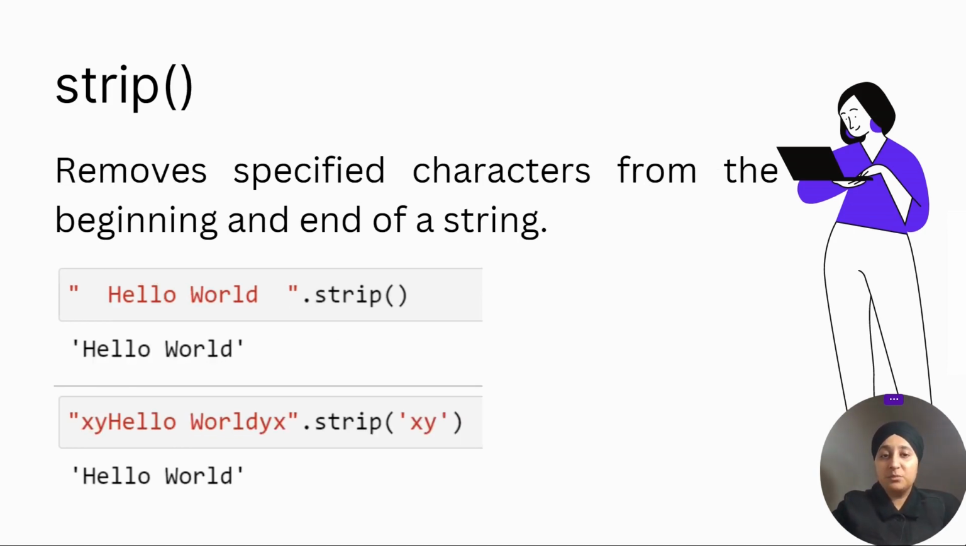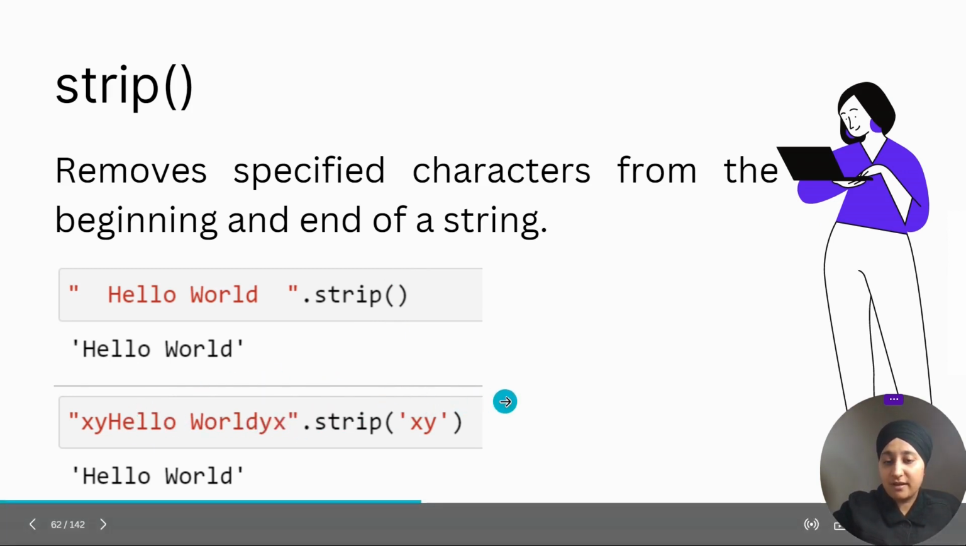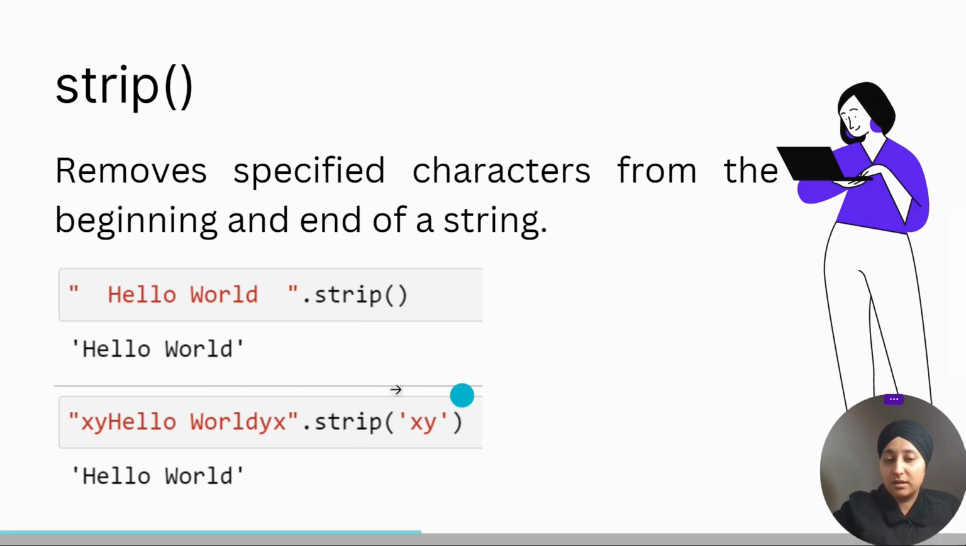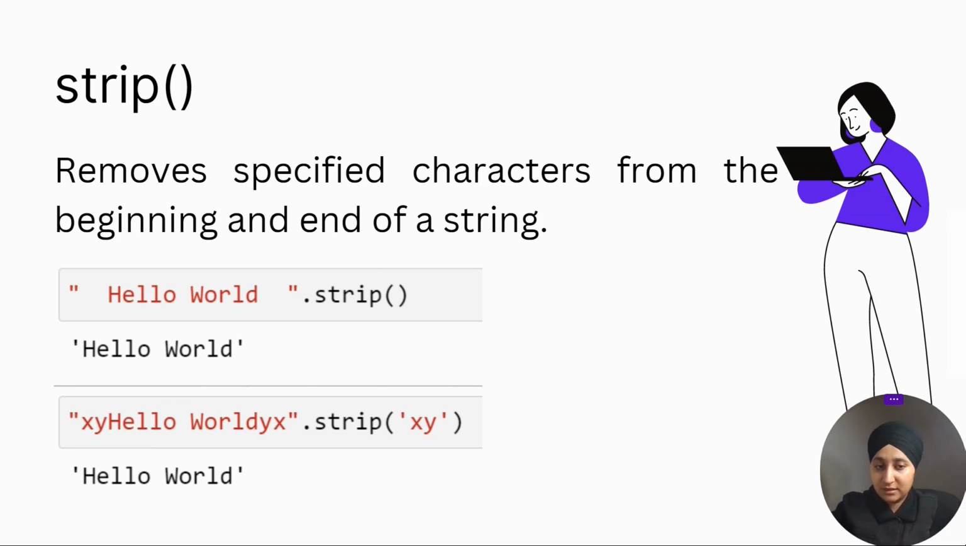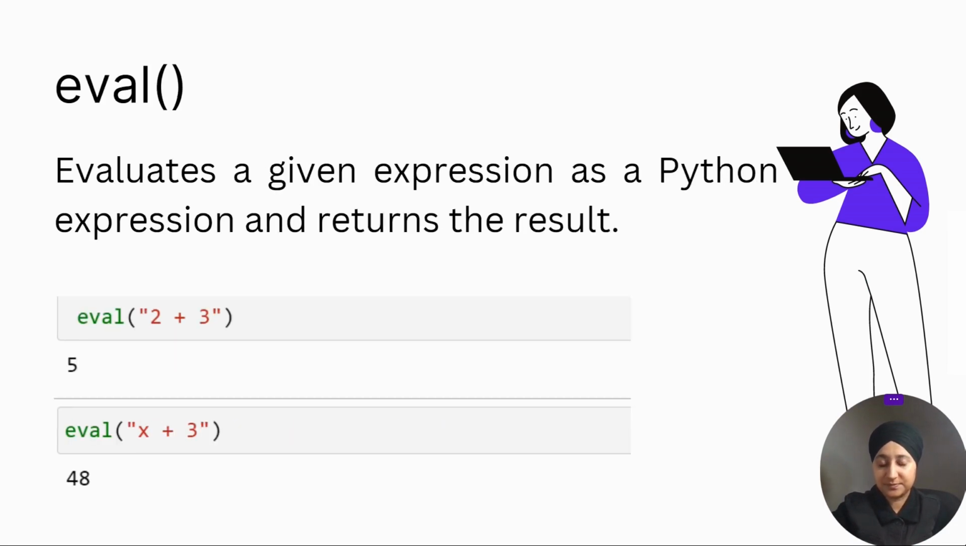Strip removes specified characters from the beginning and end of a string. So here the strip function in the first case is removing spaces, right? I'm not specifying anything within the strip function. Here I'm specifying x and y. So from the beginning and from the end, xy or yx will be removed. In the second case you can see the desired output was hello world, in which we just removed xy and yx from the text.